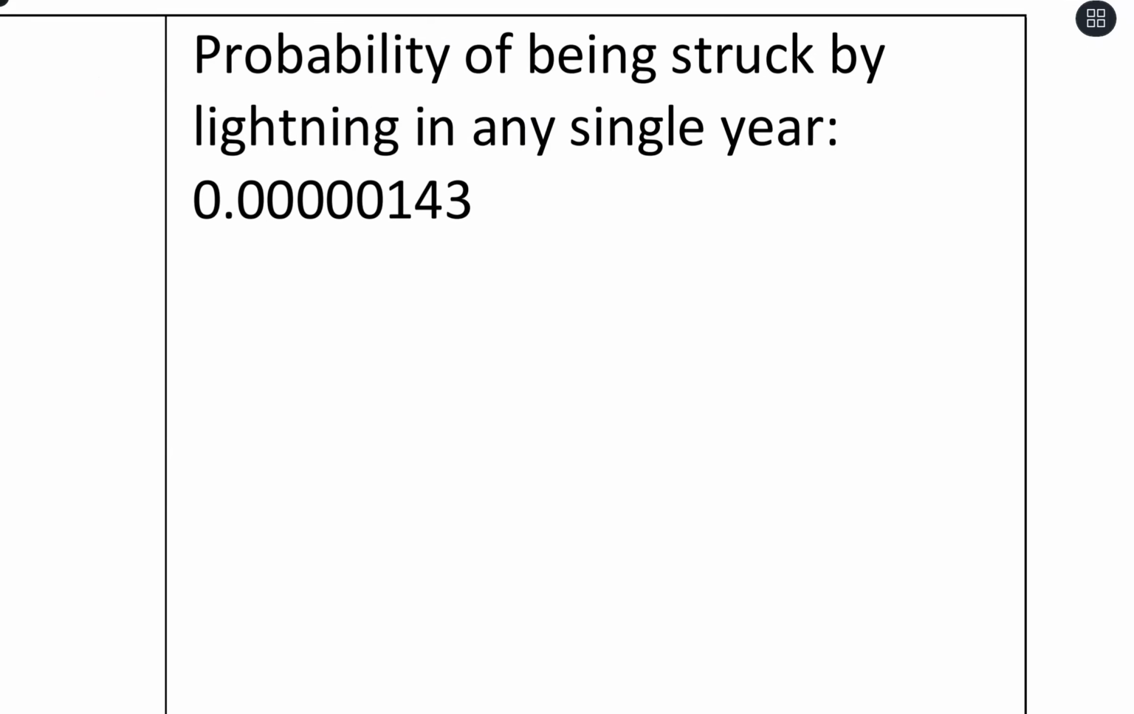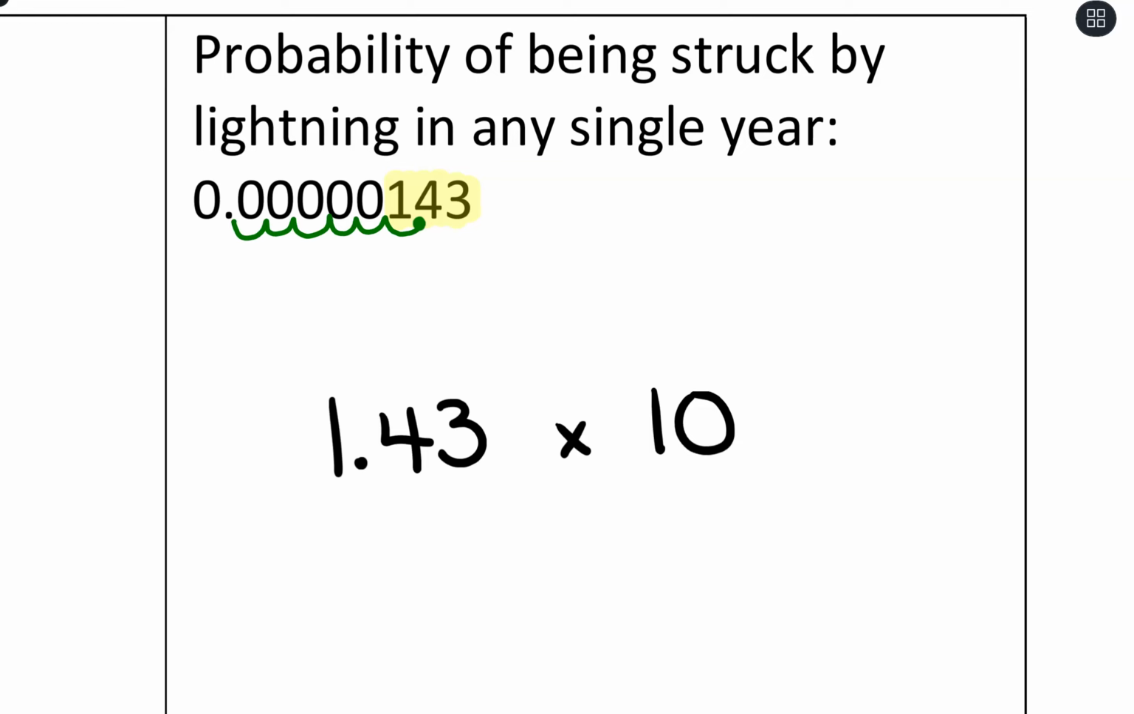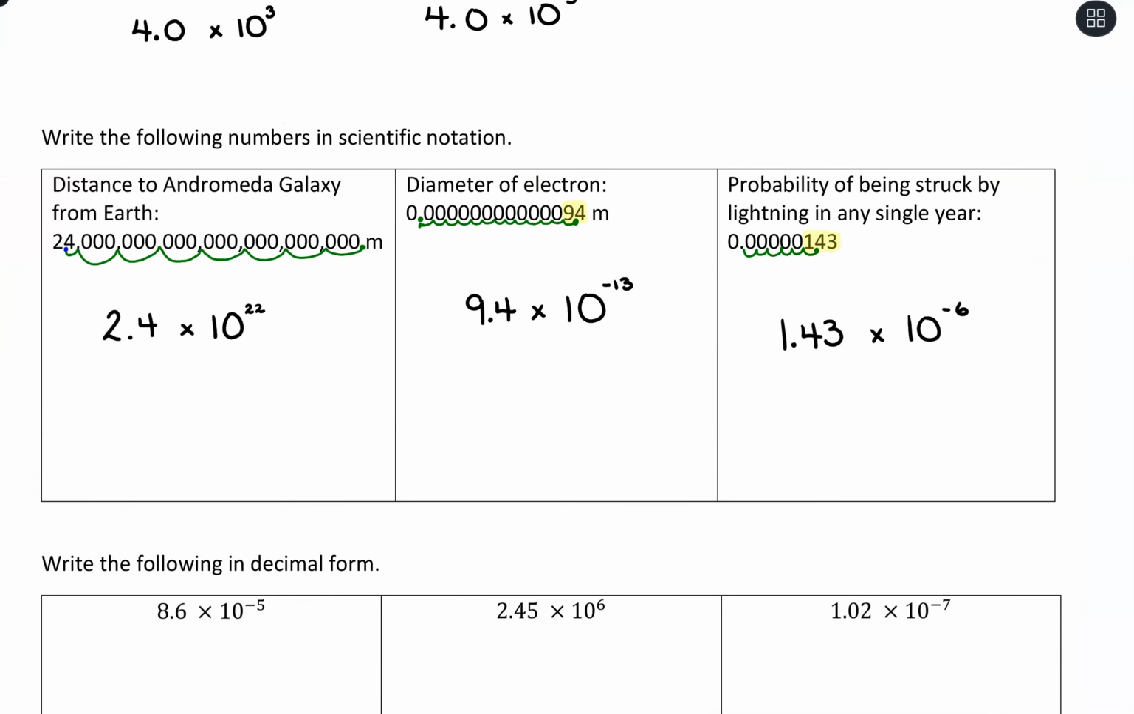All right, probability of being struck by lightning in any single year. And let's see, I'm seeing that 1, 4, and 3. I need my value to be between 1 and 10. So I'm thinking 1.43 is going to be perfect for my value of A. Times 10, and then I need to figure out how I'm moving my decimal. So I go 1, 2, 3, 4, 5, 6. And that's in the smaller direction to the left, so that'll be a negative 6. All right, so that's how we can write scientific notation from a given number.